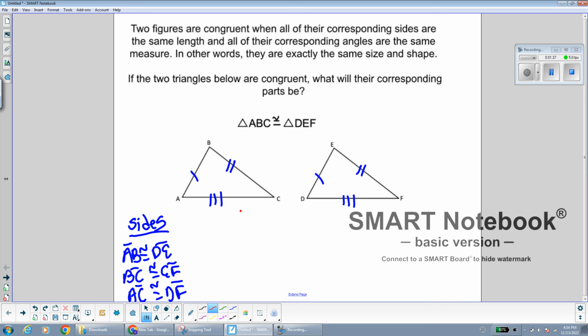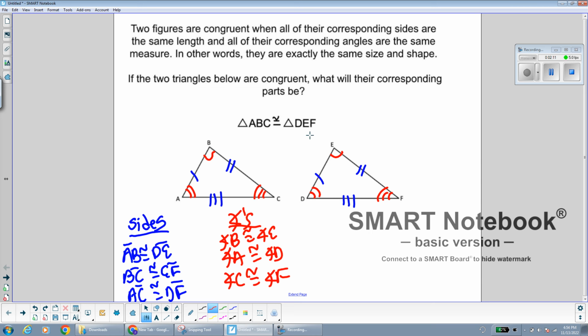Okay, now for the angles. So angle B corresponds to angle E. Second letter corresponds to second letter. Angle A corresponds to angle D. First letter corresponds to first letter. And angle C corresponds to angle F. Last letter corresponds to last letter.